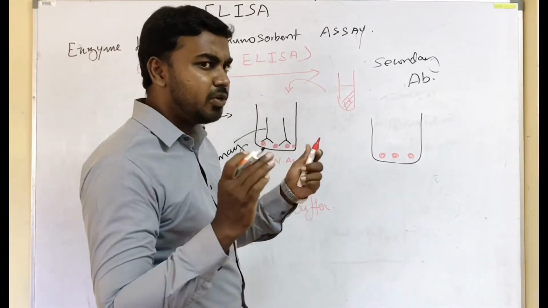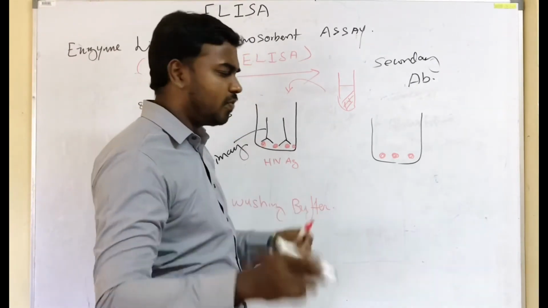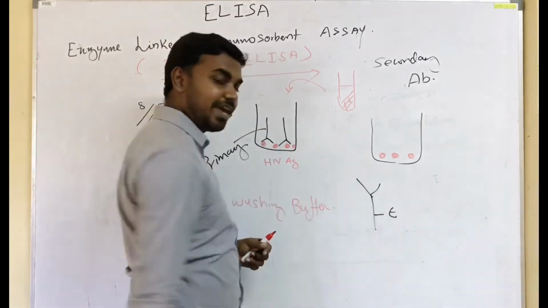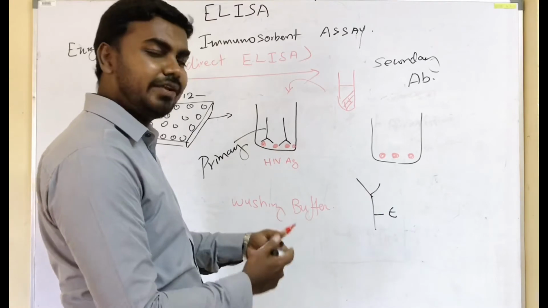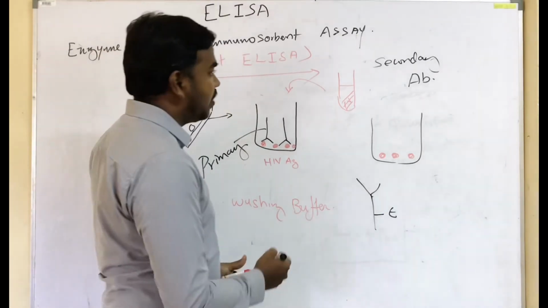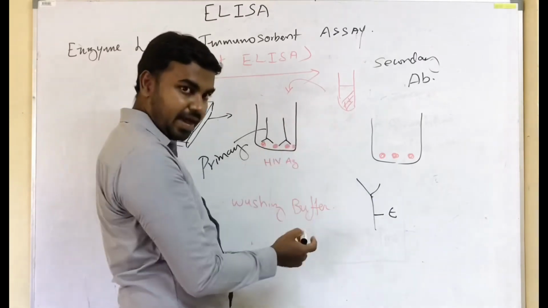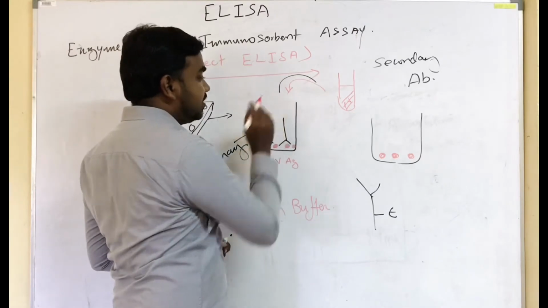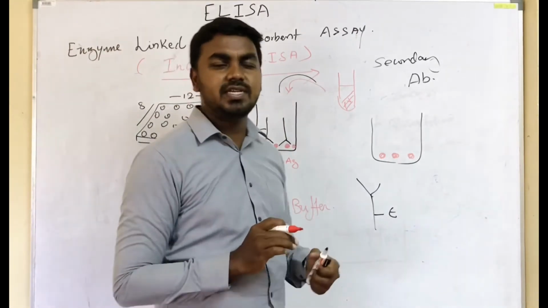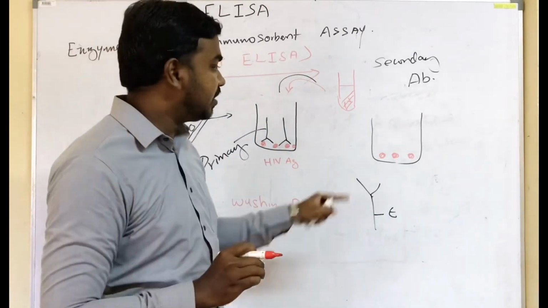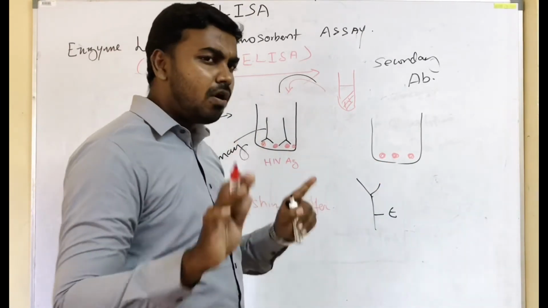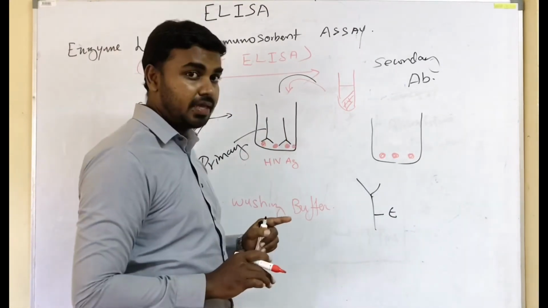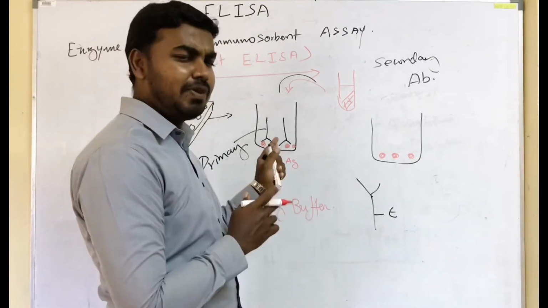So how the secondary antibody looks like? The last lesson we have drawn one antibody structure. It has enzyme linked, or enzyme is conjugated with this antibody. Now we are going to add this secondary antibody to this well. This secondary antibody has a very particular function, that is, it will not go and bind with any antigens. It will only bind with primary antibody. Okay? So why? For further analysis, it may be very helpful.